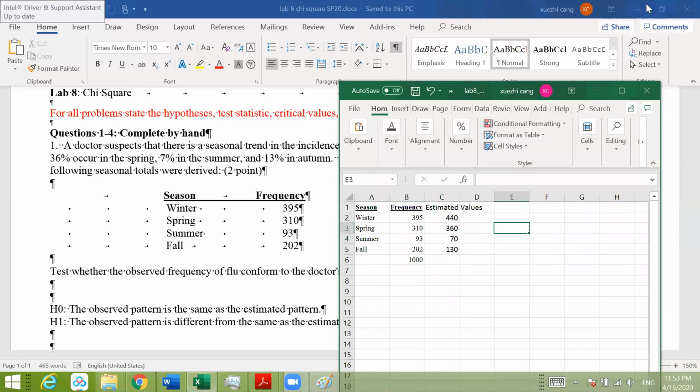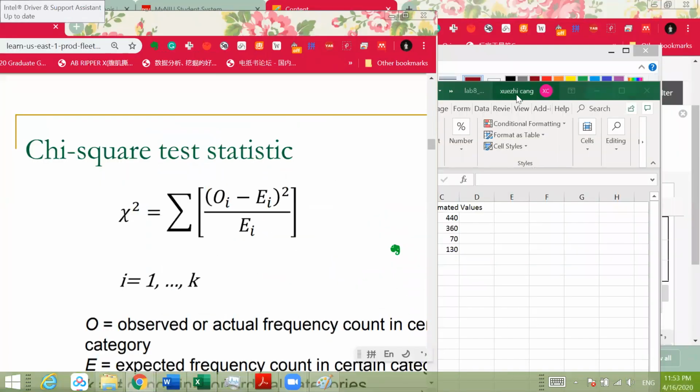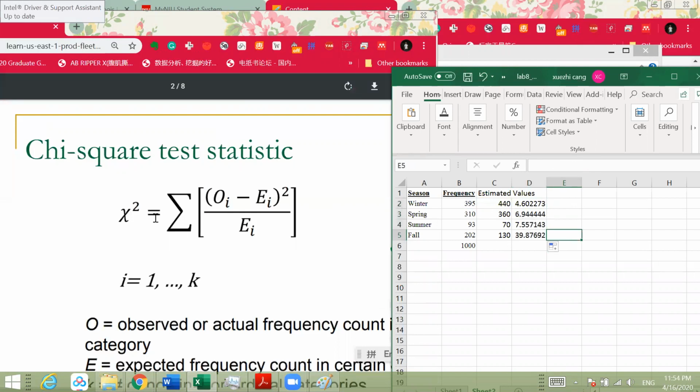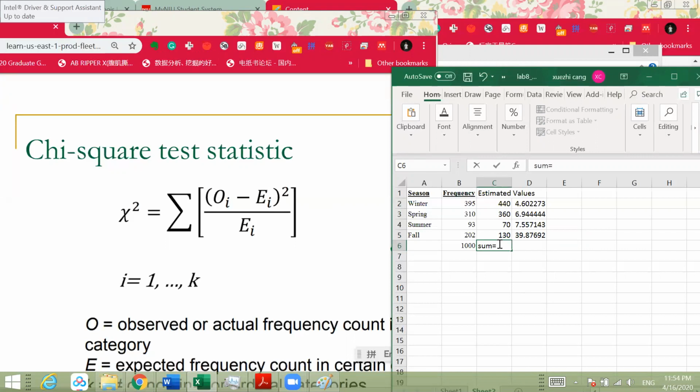Then we need to calculate the chi-square score. We just follow that equation. The observed value minus the estimated value, squared, divided by the estimated value. Then we apply this equation to the rest of the cells. Okay, then we calculate the sum. So this sum equals the sum of these values. So the chi-square is 58.98 something.